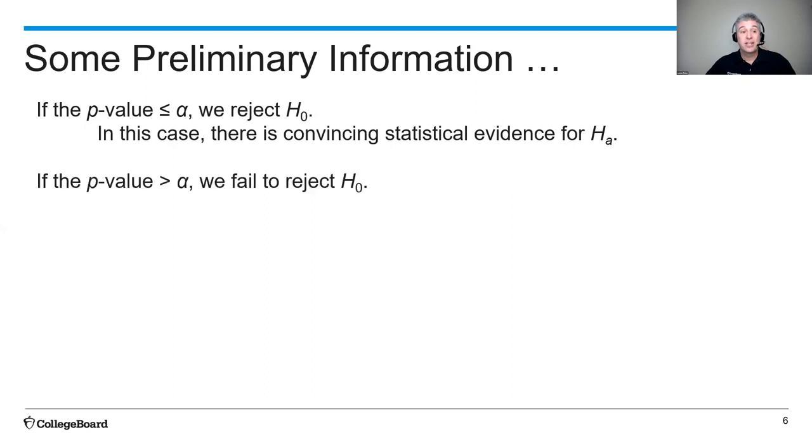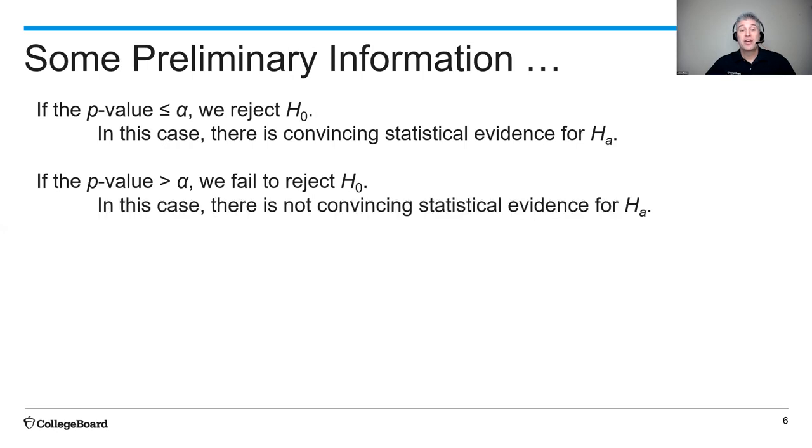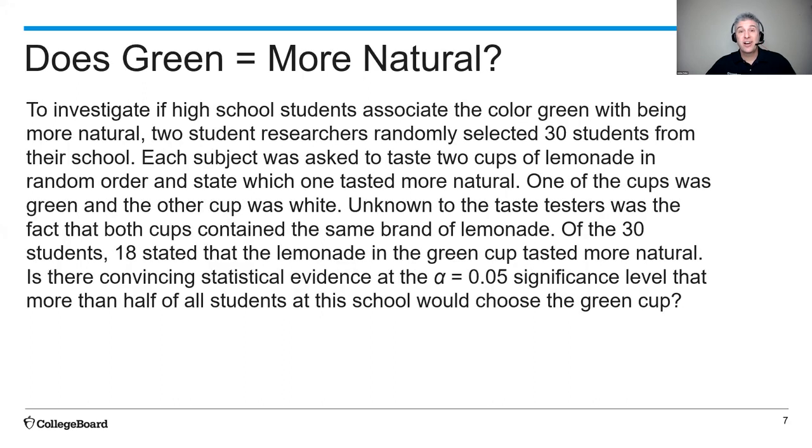On the other hand, if the p-value is larger than alpha, we fail to reject the null. In other words, if the p-value is big, it's plausible that the data we got could have happened by random chance when the null is true. Well, if we fail to reject the null hypothesis, then we do not have convincing statistical evidence for the alternative. So let's look at a context now.